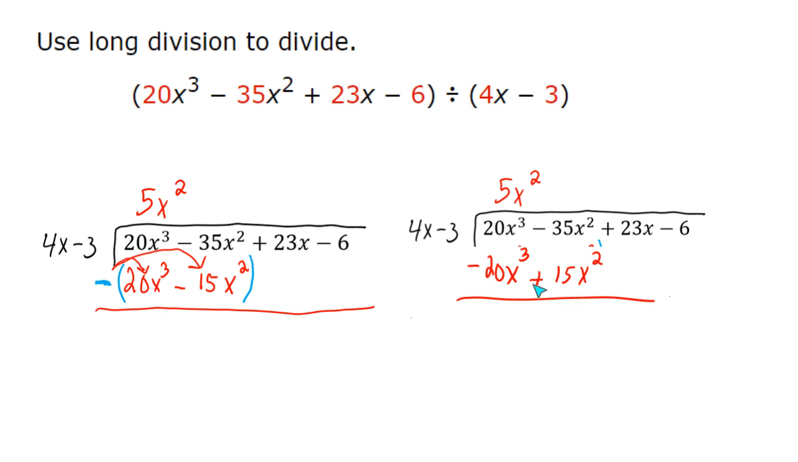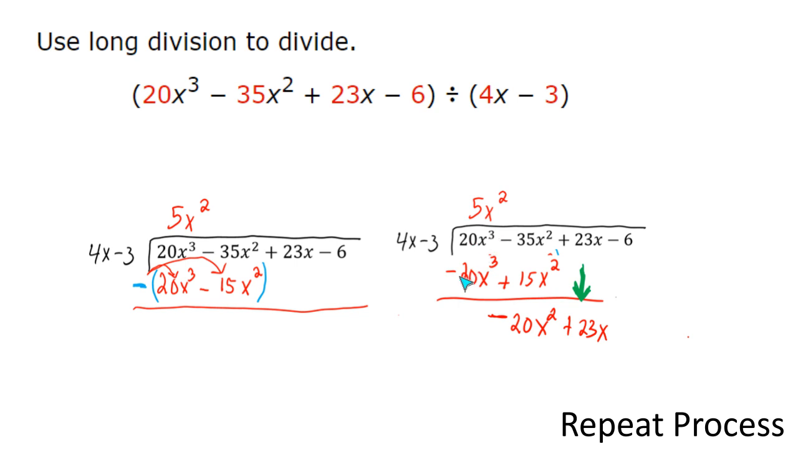And so if we subtract now, we're going to have 20x cubed minus 20x cubed is 0. And negative 35x squared plus 15x squared is negative 20x squared. And now we're ready to bring our next term down. So we end up with 23x here. And so now we're going to repeat the process. So now we're going to take that first term.